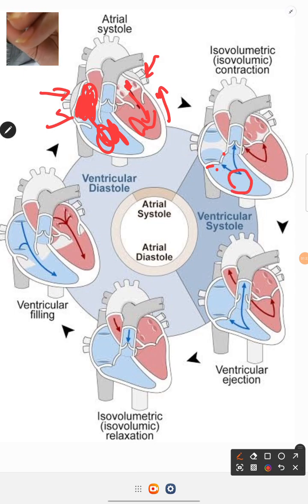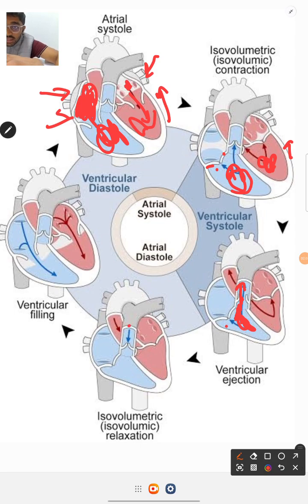As soon as they close, this chamber has the blood inside it, and it is high-pressured blood. Now the ventricle starts contracting. As the ventricle contracts, the pressure inside the ventricle will start increasing. As it increases, it becomes more than the aortic and the pulmonary pressure. That will cause the opening of the aortic and the pulmonary valves, and the blood moves from the ventricle into the aorta and the pulmonary artery.